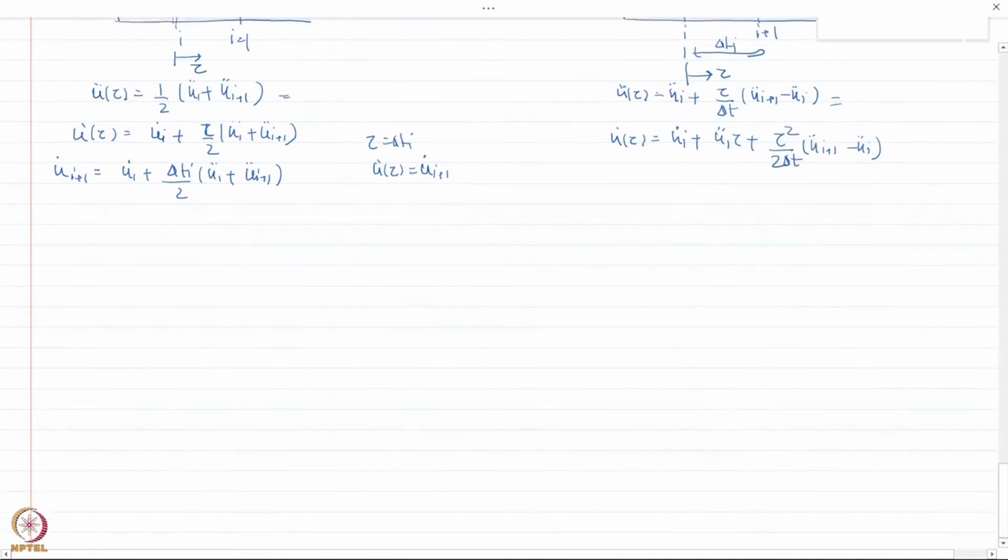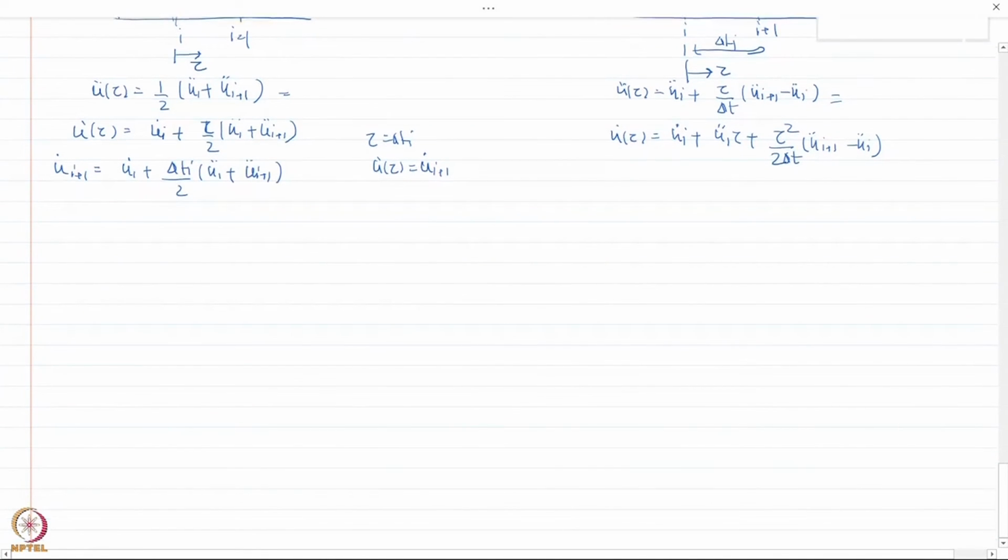Similarly, it can be done for the linear acceleration as well. I can write ui plus 1 dot as equal to ui dot plus delta t by 2 times ui double dot plus ui plus 1 double dot, which is the same as what we obtained on the left hand side. The velocity follows a similar distribution.